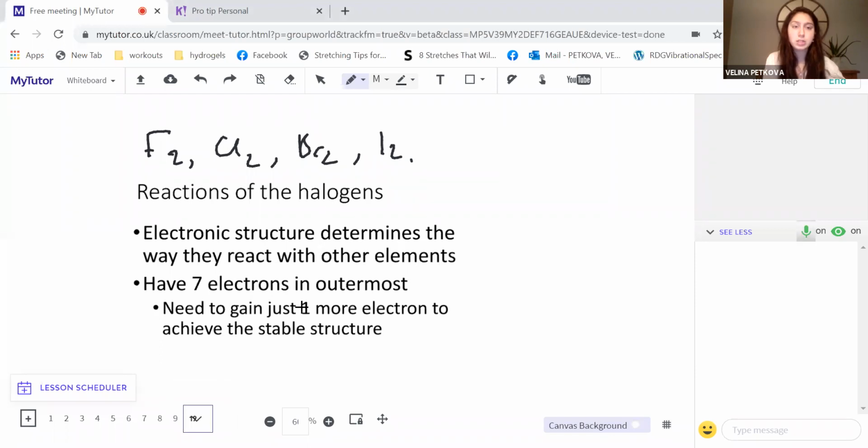The reaction of halogens: the electronic structure determines the way they react with other elements. As they have 7 electrons in their outermost shell, they have to gain just 1 more electron to achieve the stable structure. So these react oppositely to group 1s. Group 1s, we said, lost an electron, and we said that the halogens gain an electron.